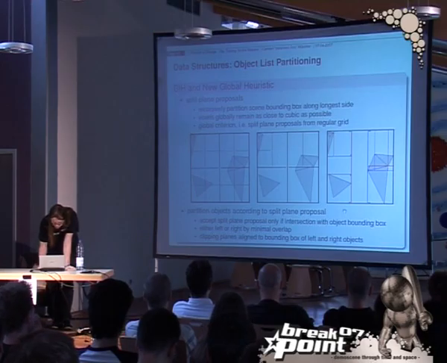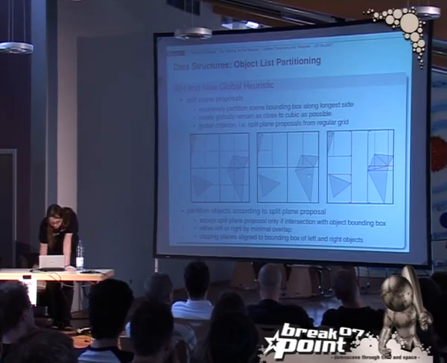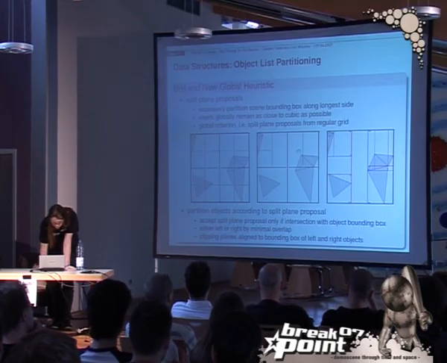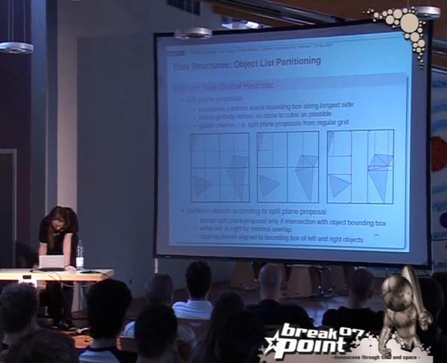But the good thing is this heuristic works pretty good. And as I said, it's very simple. You just decide if a triangle is going to the left or to the right by the overlap of a triangle. Of course, when it's completely left or completely right, it's easily done. But if it crosses the split plane proposal, you just take the minimum overlap and sort it into that.